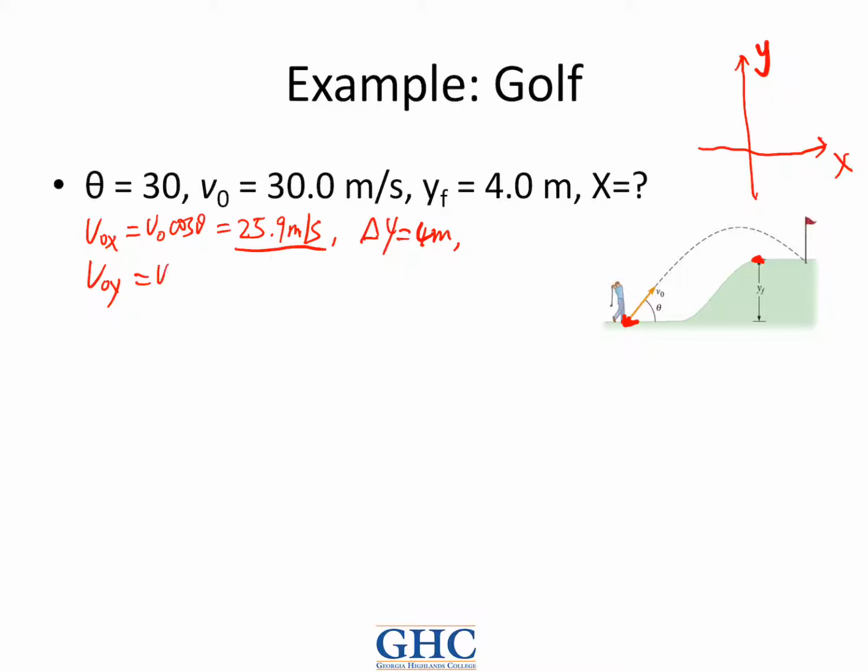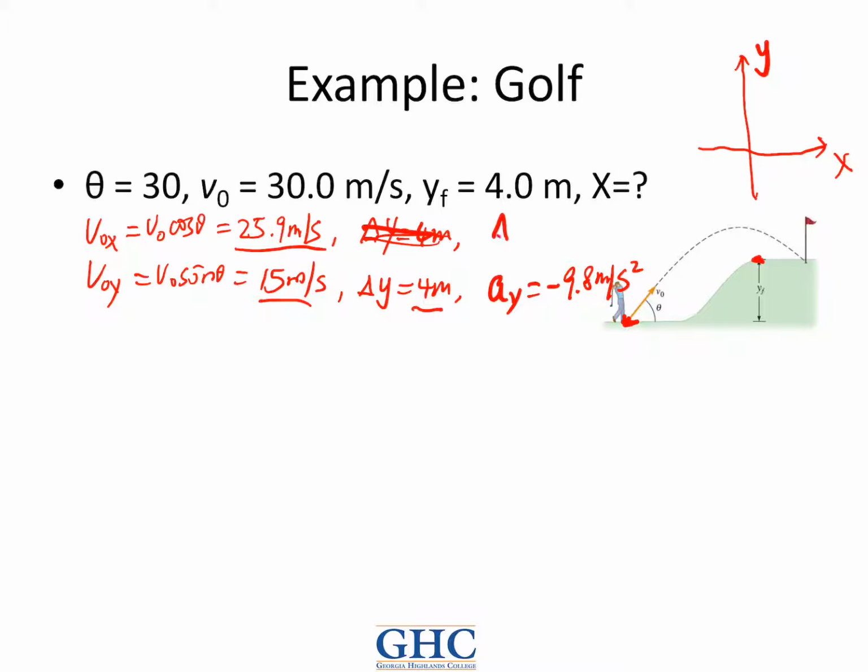In the y direction, v0 sine theta should give us 15 meters per second. Let's put it here. Displacement in the y direction equals 4. Now this is already two quantities. And as we said, what's the other quantity we know in the y direction? Ay is always equal to negative 9.8 meters per second squared. We already know three quantities in the y direction, and we know one quantity in the x direction.